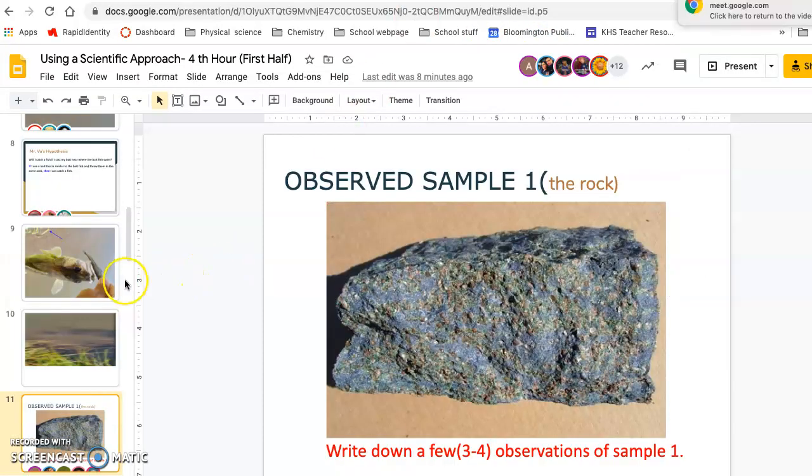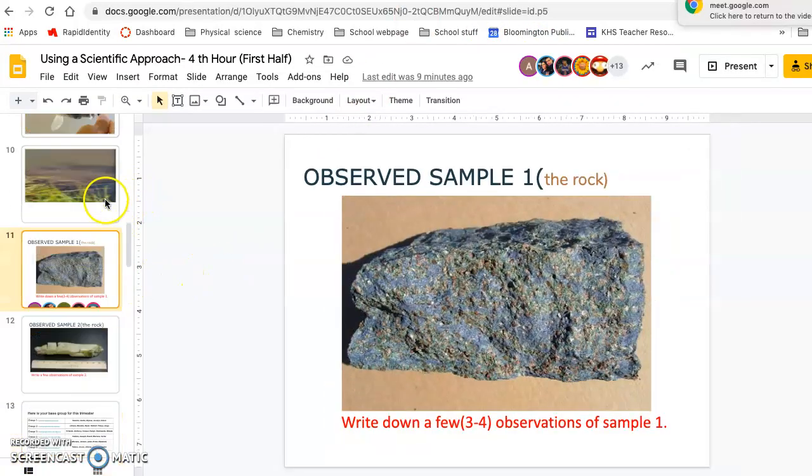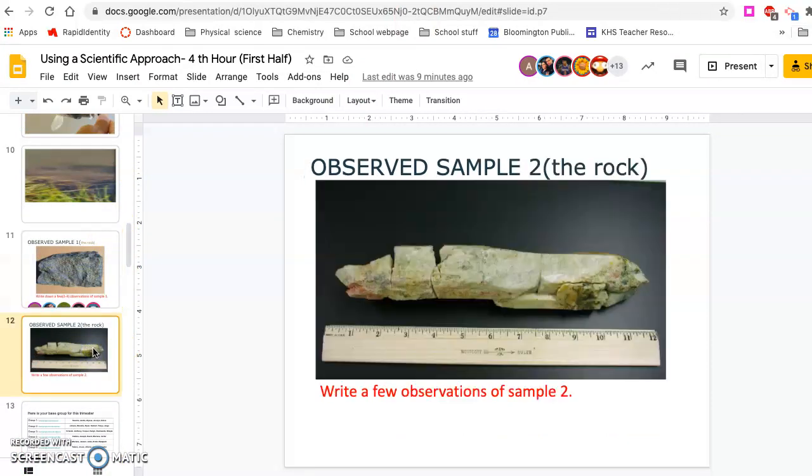Okay. So we'll continue with this in a little bit. Later, I'm going to ask you to observe rock number 2, and then also chat it down in your group.